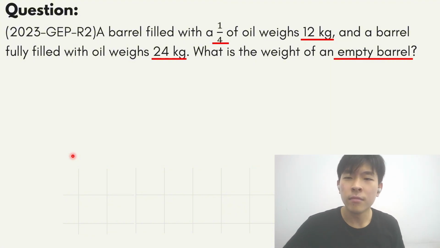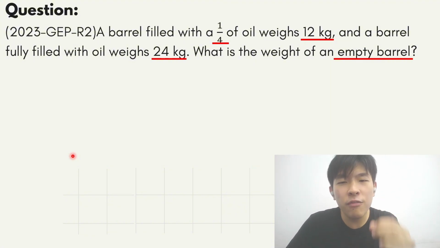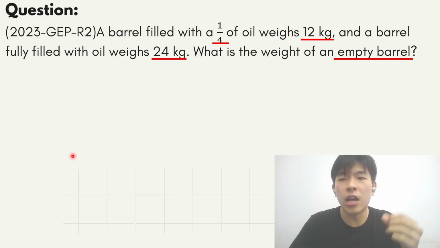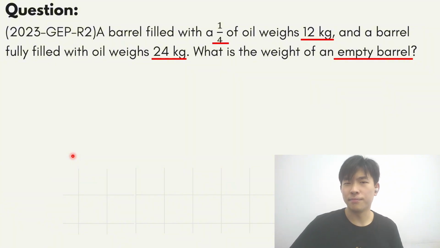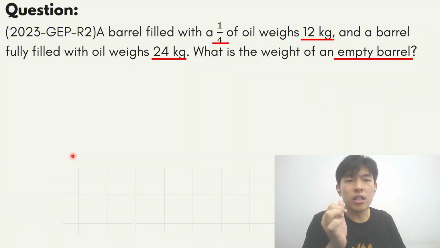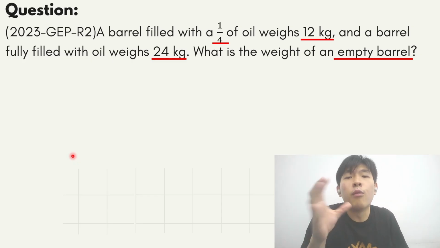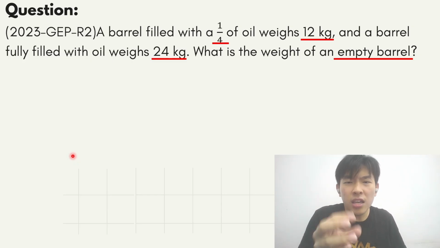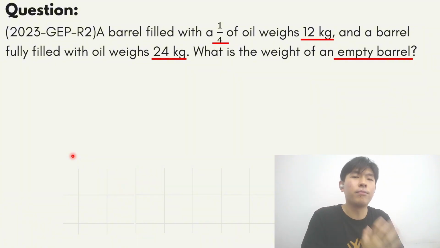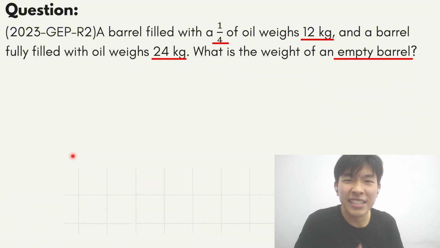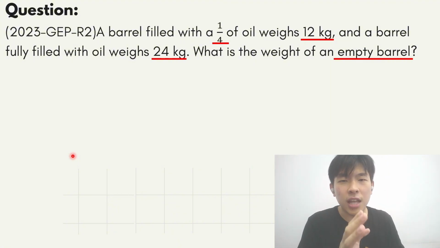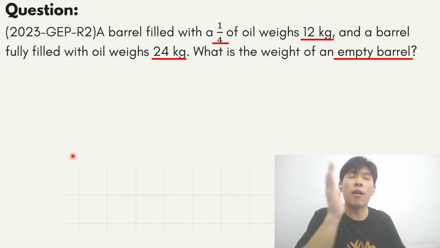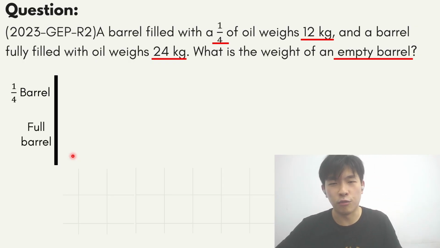Let's try it. So now I know that here a barrel filled with 1 over 4 weighs 12 kg and a barrel fully filled is 24. How should I draw this model here? Now, just now the question was talking about a random amount of water. So we just give it 1 unit, correct? But here, it's not a random amount, it is 1 over 4 of my oil. So what is my whole here? Yes, it is all the oil. The total oil here is the whole. And now, which means that I have 1 over 4 and I have fully filled. So let's try to draw these two first, okay?